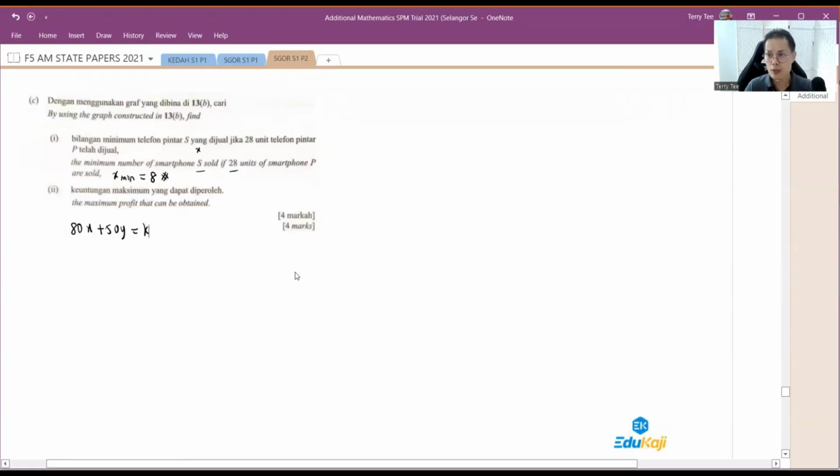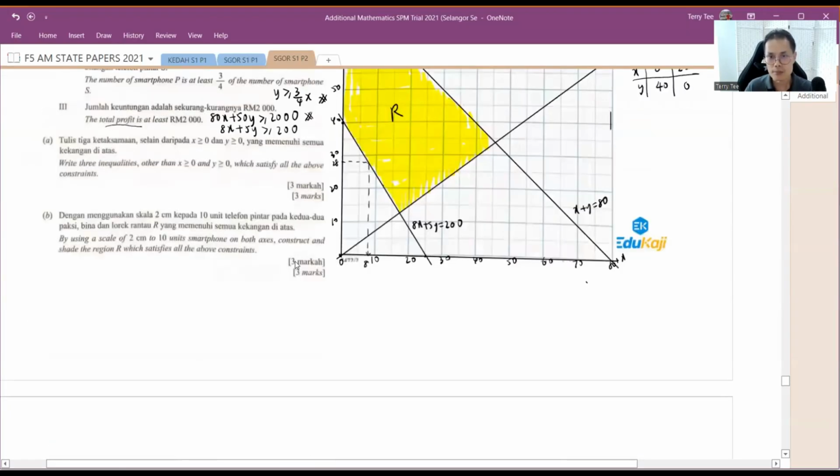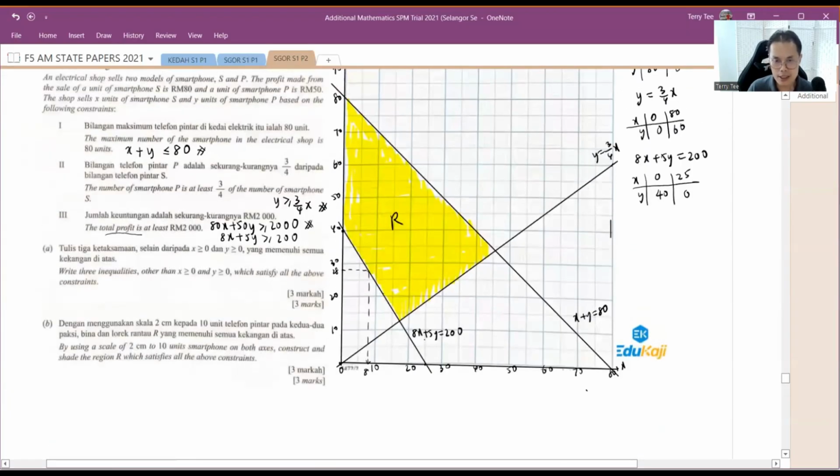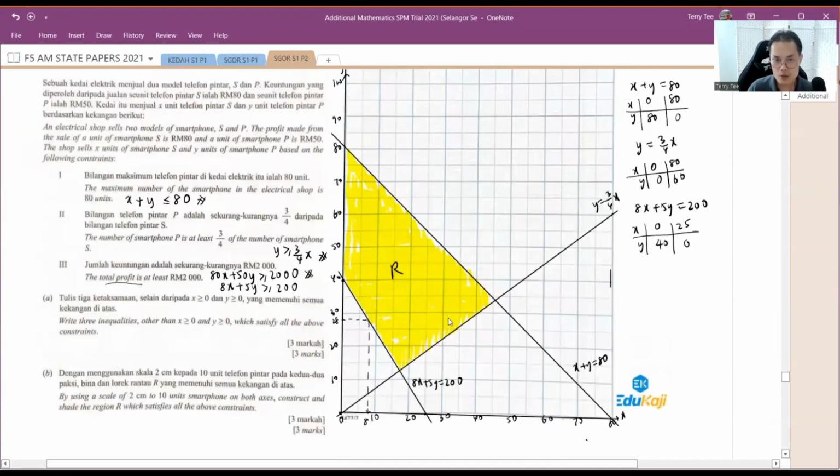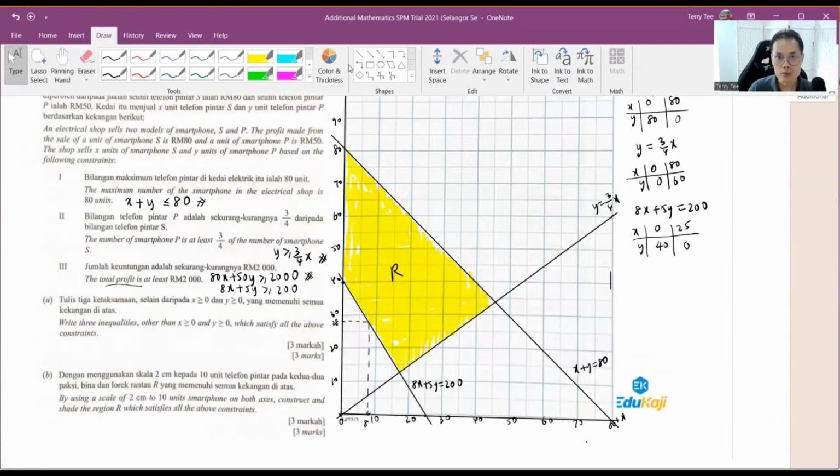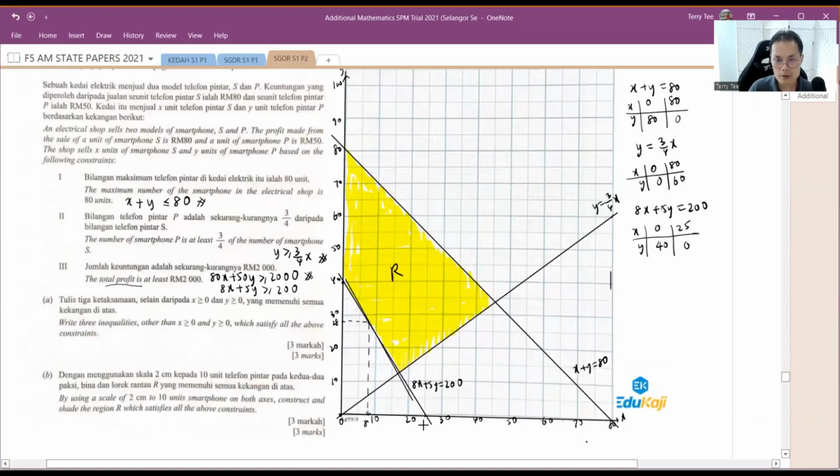So I need to draw another line that's parallel to the previous line. This line is 8x plus 5y. Okay, so a parallel line to this could be anywhere here. Okay, this looks like parallel, right? I hope it looks parallel to you. Okay, your line doesn't have to be perfect. As long as it looks somewhat parallel, we can move it up. See, I'm moving up here.